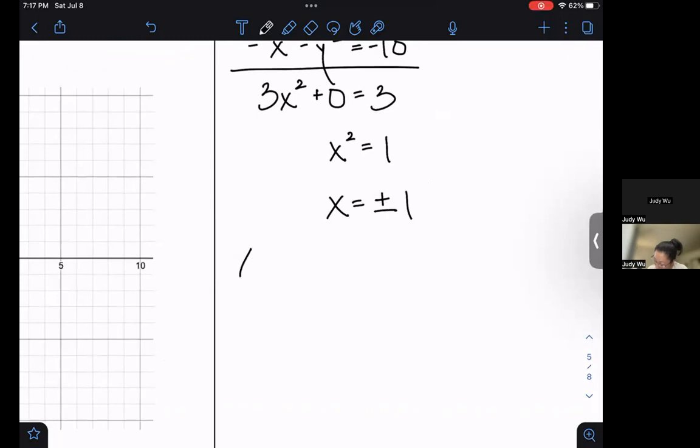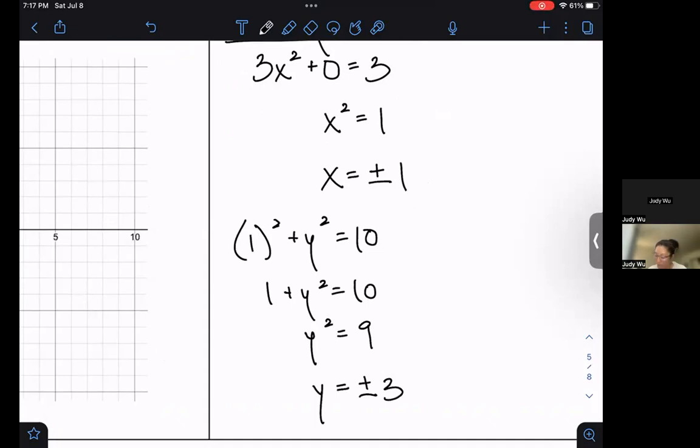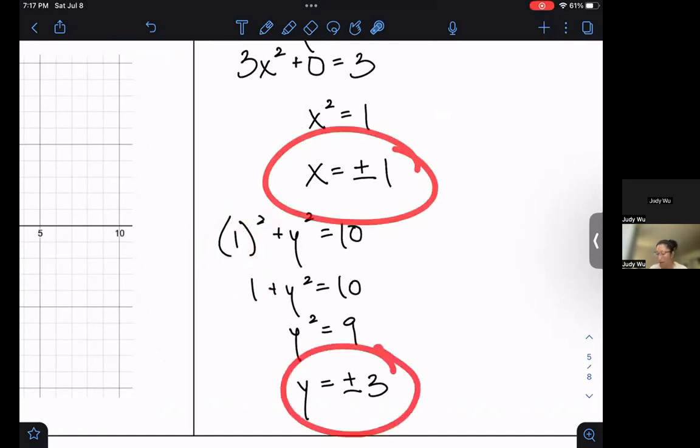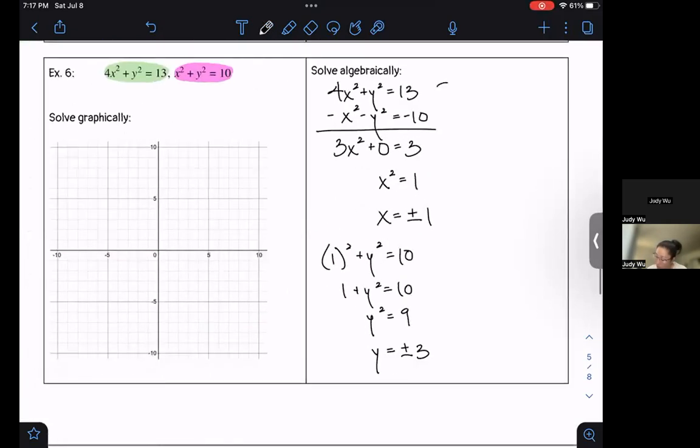All right, so 1 squared plus y squared equals 10. So I get 1 plus y squared equals 10, y squared equals 9, and y equals plus or minus 3. Okay. Now I know that if I put the negative one in and I square it, I'm going to get the same thing. I'm going to get one. So really, I have x as plus and minus one and y as plus and minus three. So that gives me four solutions all together.